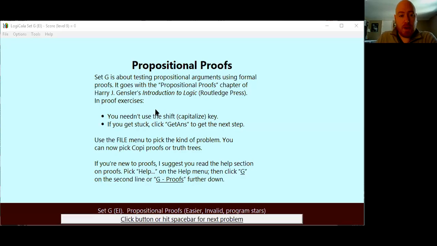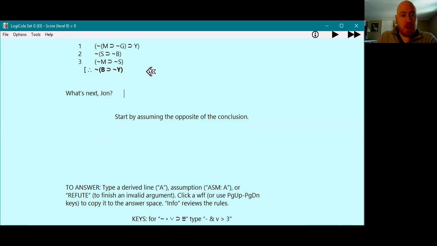Okay, all right, so I've got it set on propositional proofs, easy, and we're doing invalid. So this works the same way. We've got this argument. It's not the case that M only if not G, only if Y. It's not the case that if S, then not B. If not M, then not S. Therefore, it's not the case that if B, then not Y. So again, we're going to start by assuming the opposite of the conclusion. Since our conclusion is already negated, we're just going to delete that tilde.